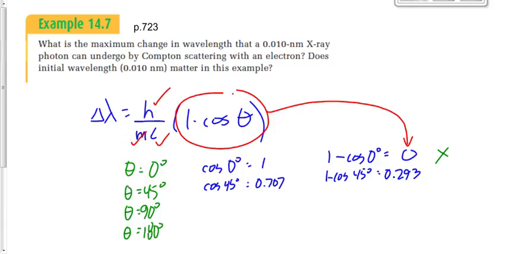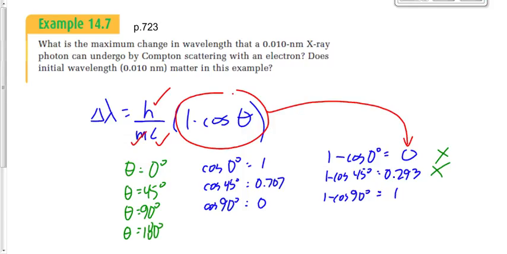Let's try 90 degrees. Cosine 90 degrees is 0. 1 minus cosine 90 degrees. 1 minus 0 is 1. All right. Well, 1 times h over mc is bigger than 0.293 times h over mc. So this one's gone now. That one can't possibly be our maximum because that value of theta, sorry, of 90 degrees, gives us a bigger value of 1 minus cos theta, which gives us a bigger value of delta lambda.